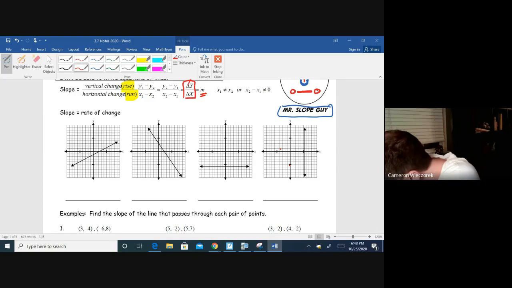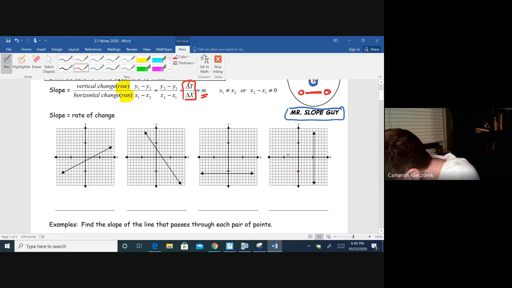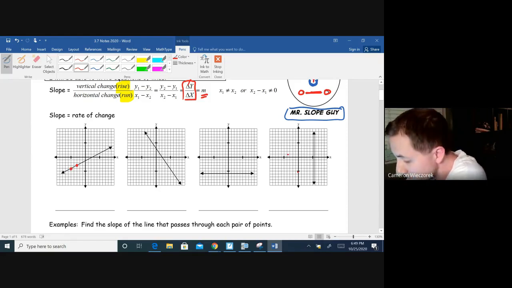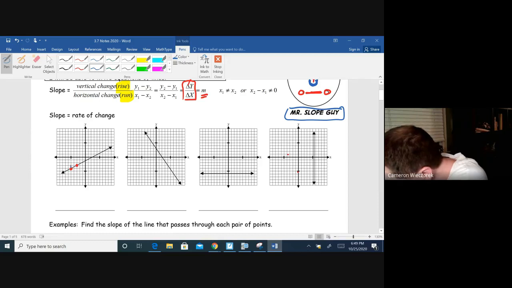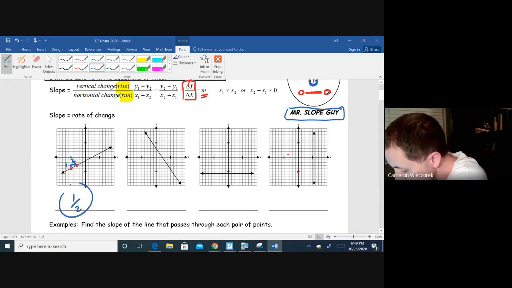Okay, so for example, in this one, let me zoom in a little bit just so we can see it a little bit better. It looks like the line is crossing at -3, -3. So I'll put that on the line. And where else do I see a crisscross point? -5, -4. Okay, so there's 2 points on my line. I'm just going to count the rise and the run. It looks like it goes up 1, and then it goes over 2. And since it's rising to the right, this would be a positive slope. So this would be 1/2.